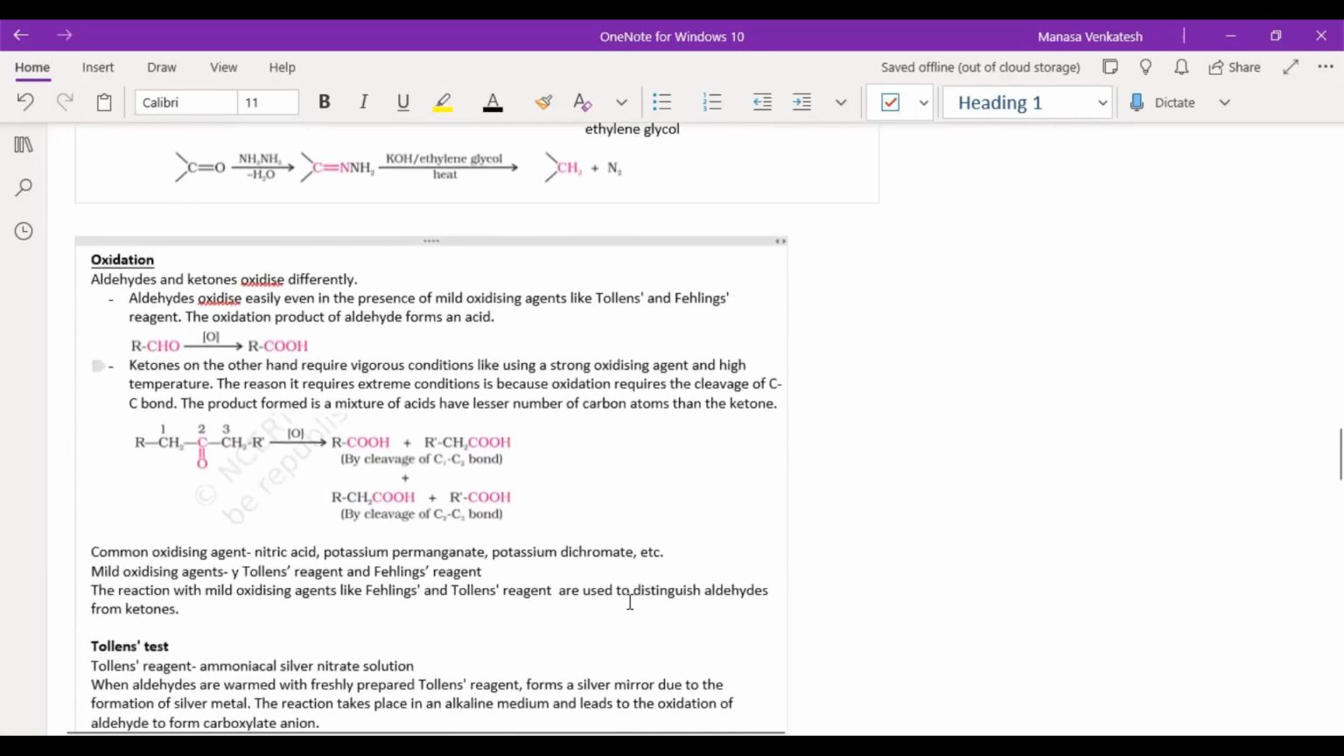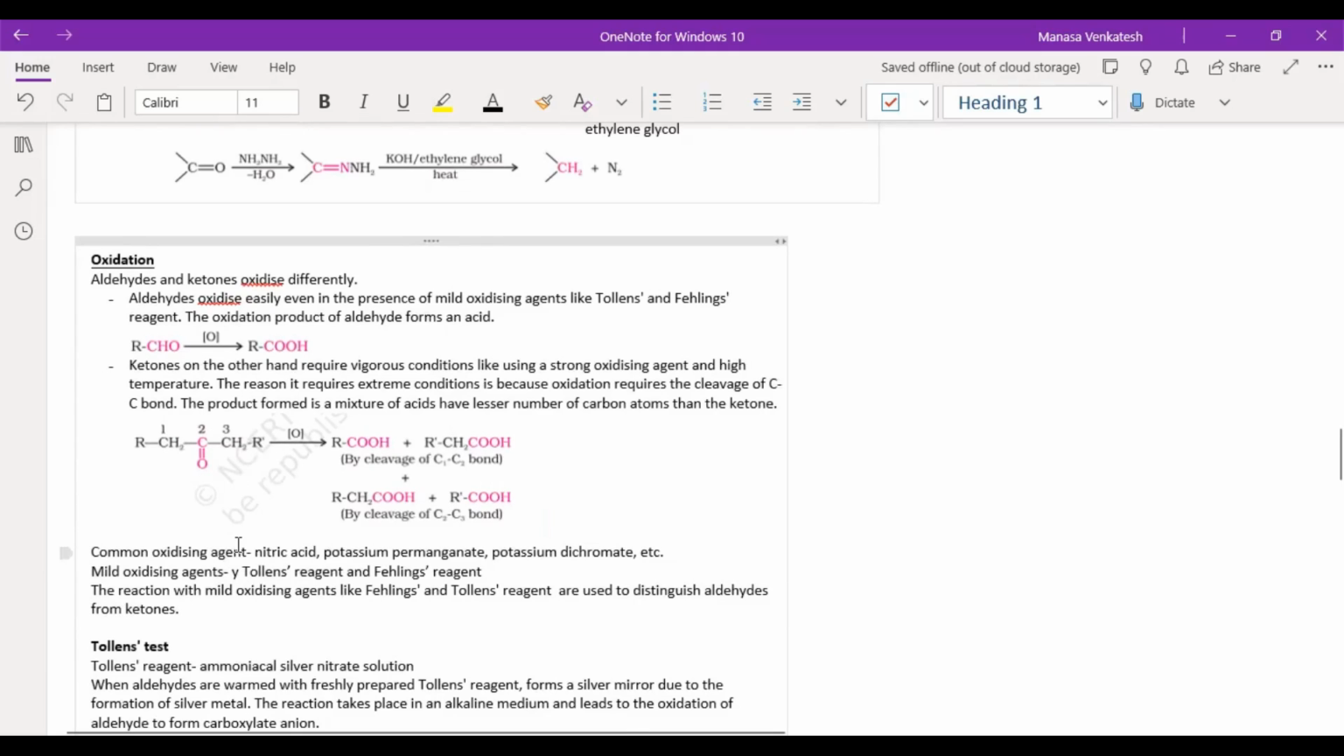The next reactions we are going to be learning about are oxidations. Now, aldehydes and ketones, obviously their reactivity is different. They will oxidize to various extents. Aldehydes undergo reaction in the presence of mild oxidizing agents as well. But ketones require strong conditions to undergo oxidation. So aldehydes on oxidation give us an acid. Whereas ketones require a high amount of energy because there is a cleavage of the carbon-carbon bond. And because of that, you have a mixture of acids with various numbers of carbon atoms.